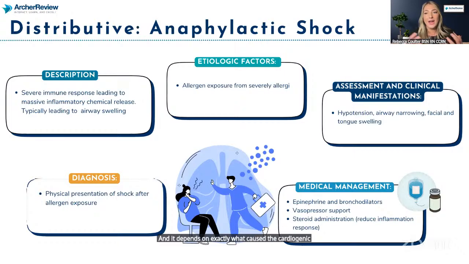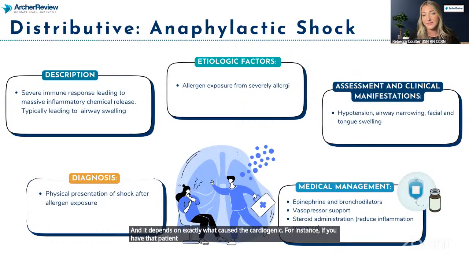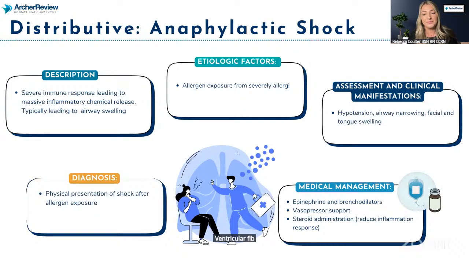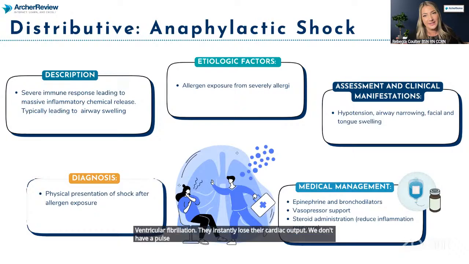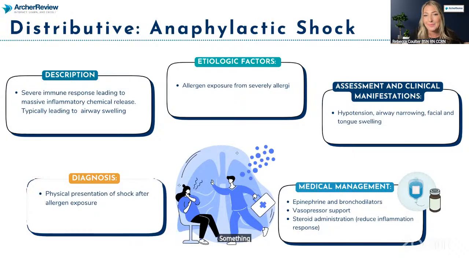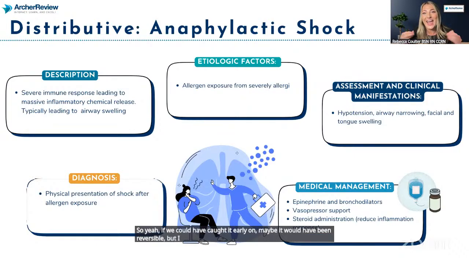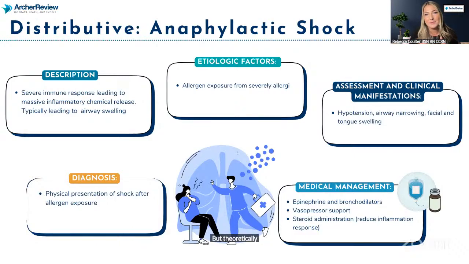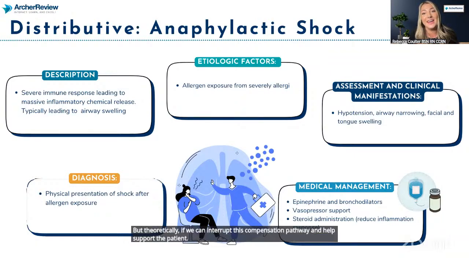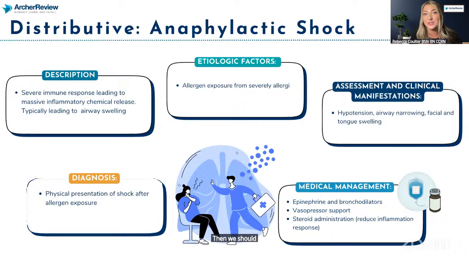For instance, if you have that patient that goes into VFib, ventricular fibrillation, they instantly lose their cardiac output. We don't have a pulse. We're now resuscitating them. Something was probably happening that led up to that, that we might not have noticed. So yeah, if we could have caught it early on, maybe it would have been reversible, but I hesitate to say that everything's reversible. But theoretically, if we can interrupt this compensation pathway and help support the patient, then we should be able to reverse these shock states.